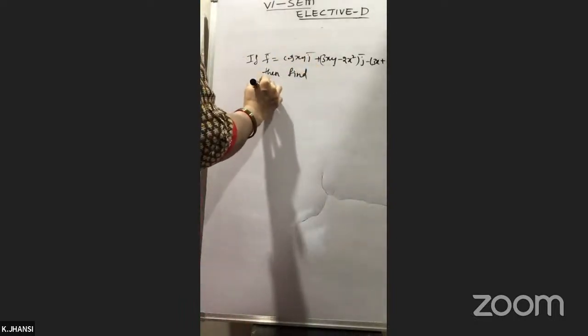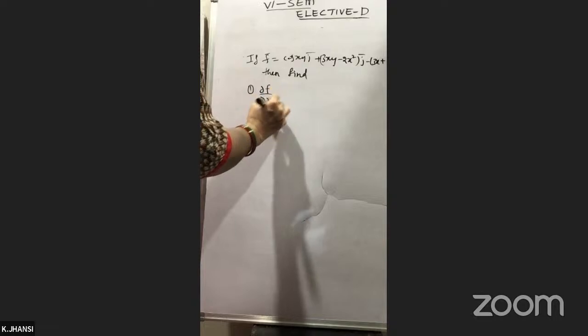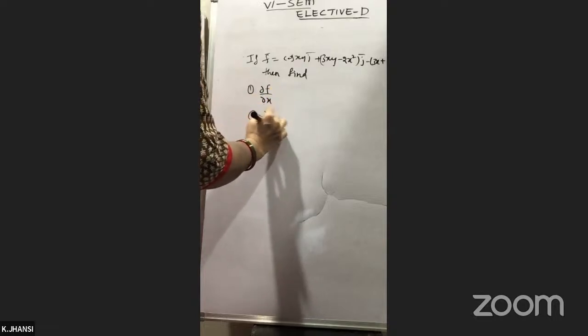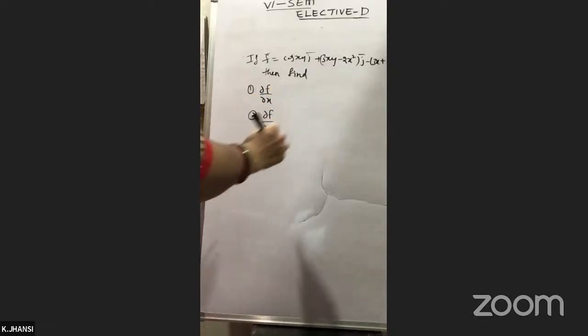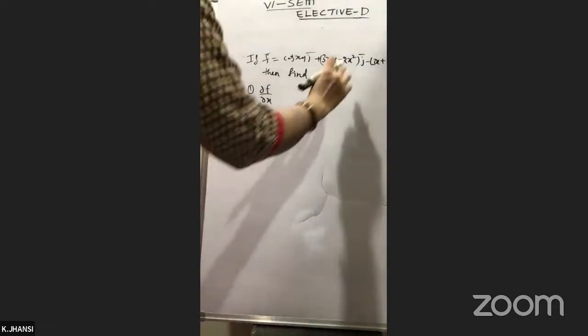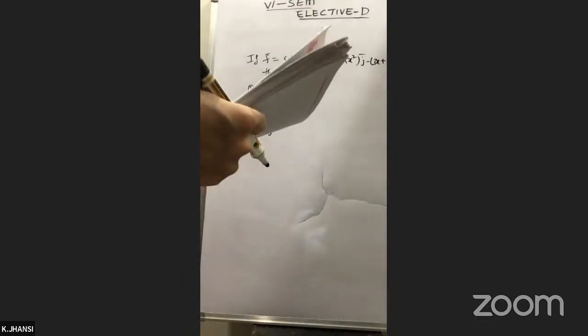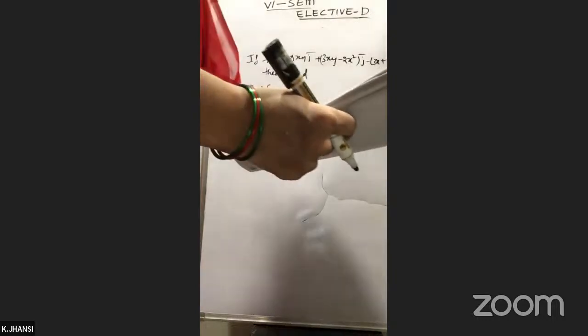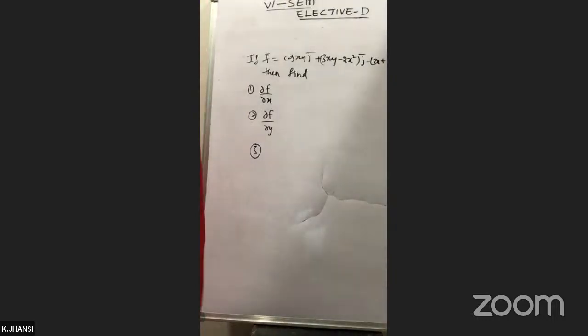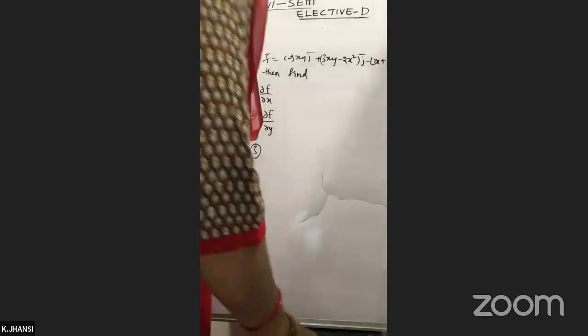First one is dou f by dou x. Second one is dou f by dou y. Next, third one: here only two variables are there, x and y. If one more variable is there, then we have to find dou z by dou x. So here only two variables are there. Therefore, we only need to find with respect to x and y.